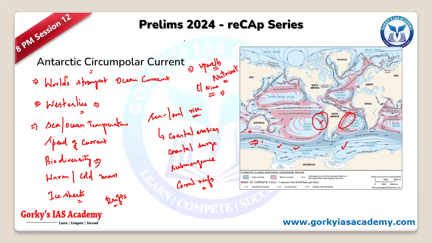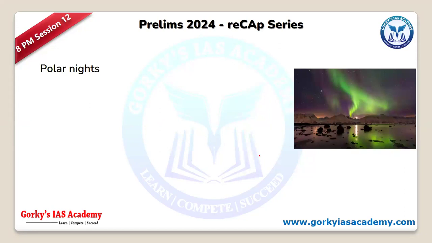Then comes polar night. Okay, so you have polar day, you have polar night. So what are polar nights? Due to the tilt of the Earth, the hemisphere facing the sun will have 6 months of day, and the one which is away will have 6 months of night. So it is due to the tilt of the Earth on its axis.